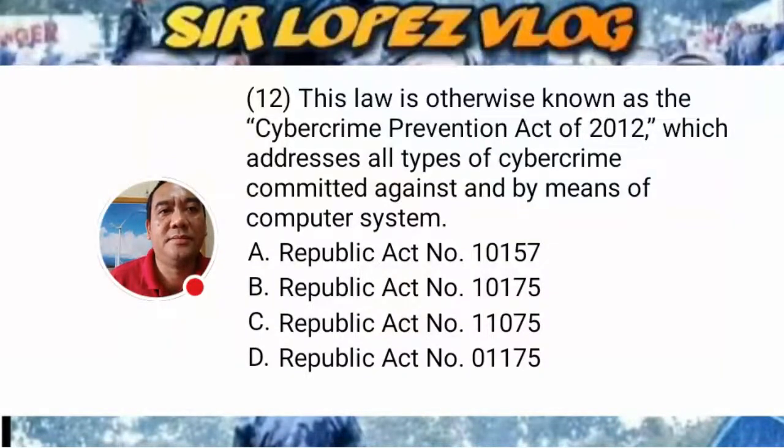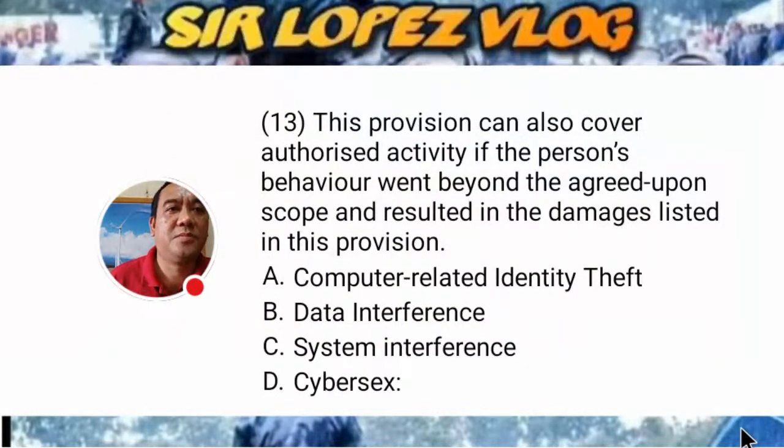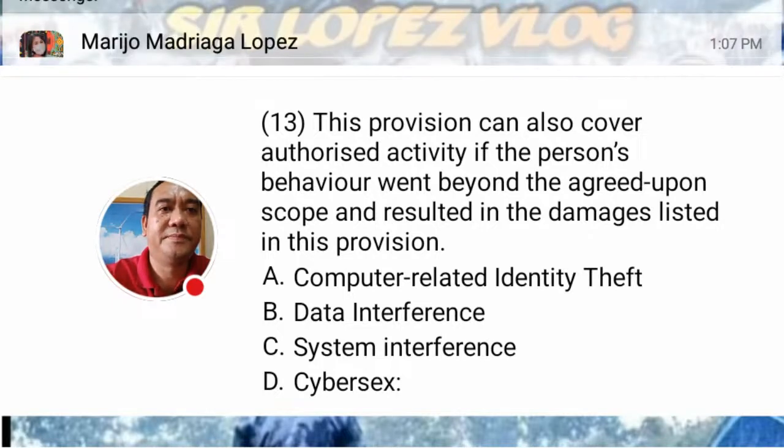Number 13, this provision can also cover authorized activity if the person's behavior went beyond the agreed upon scope and resulted in the damages listed in this provision. Okay? Letter A, computer-related identity theft. Letter B, data interference. Letter C, system interference. Or letter D, cybersex.